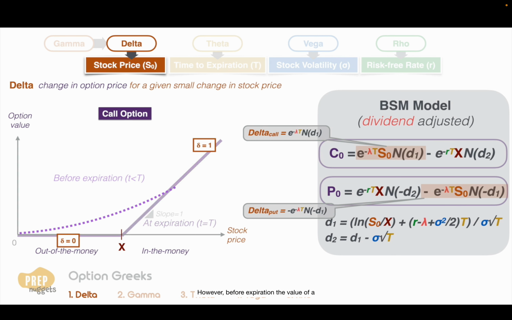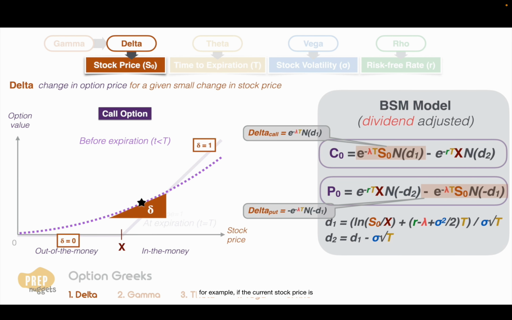However, before expiration, the value of a call option has speculative value, so the relationship between call value and stock value should look something like this. The speculative value is the premium here, which we will discuss more later. The delta is the slope of the tangent to the curve.